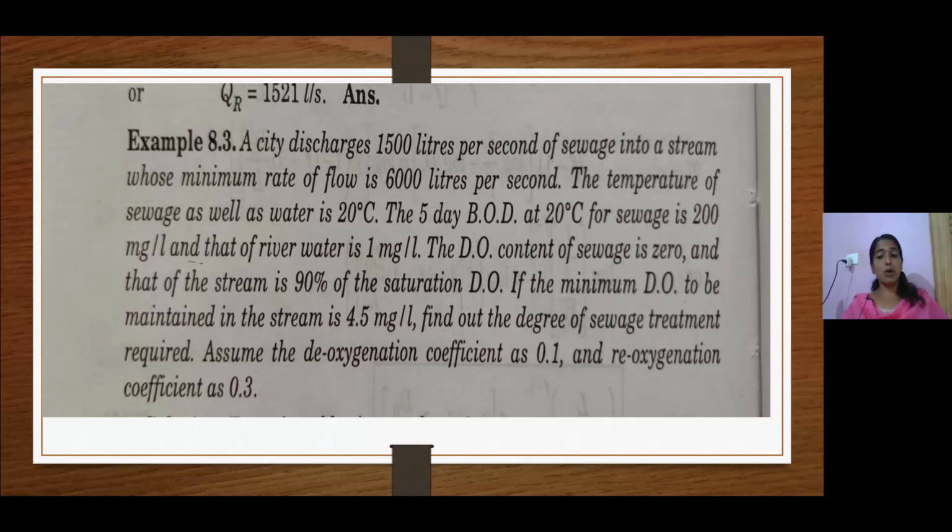If the minimum dissolved oxygen to be maintained in the stream is 4.5 milligram per liter, find out the degree of sewage treatment required. Then assume a deoxygenation coefficient as 0.01 and reoxygenation coefficient as 0.03.